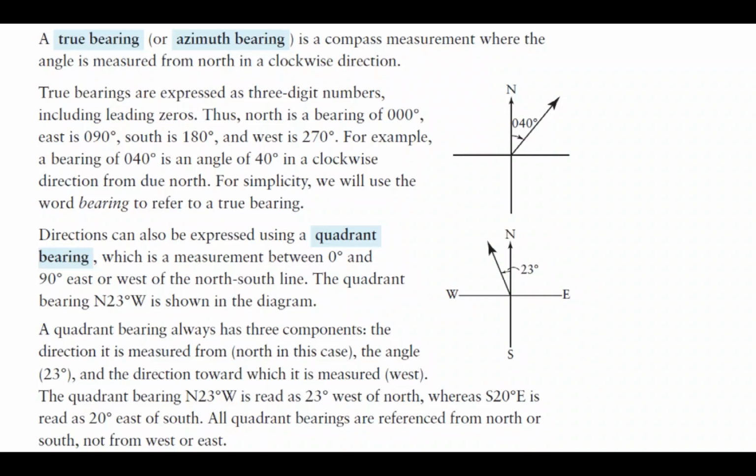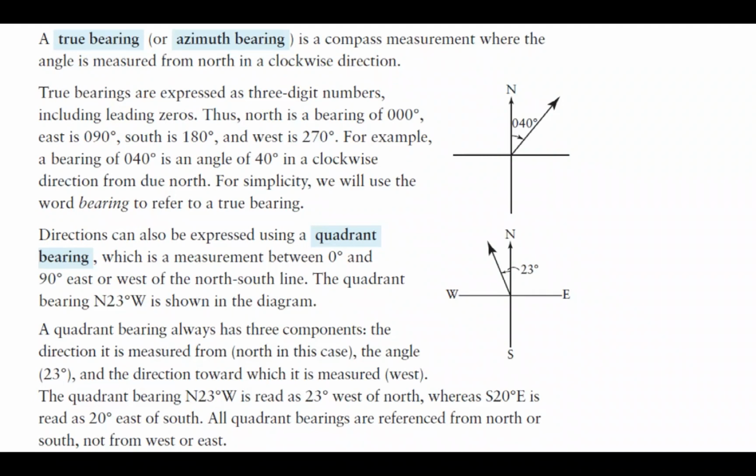You understand? Okay, next, there's another type of bearing, which is called quadrant bearing. Directions can also be expressed using a quadrant bearing, which is a measurement between 0 and 90 degrees east or west of the north-south line. The quadrant bearing N 23 degrees W is shown in the diagram. That means north 23 degrees west.